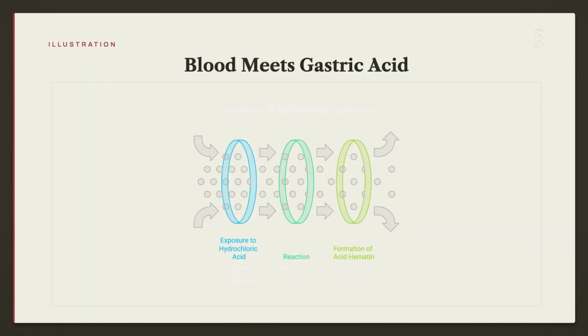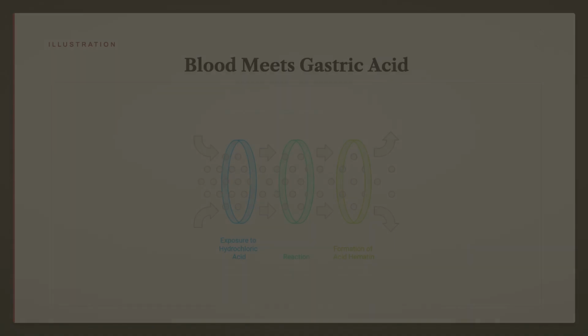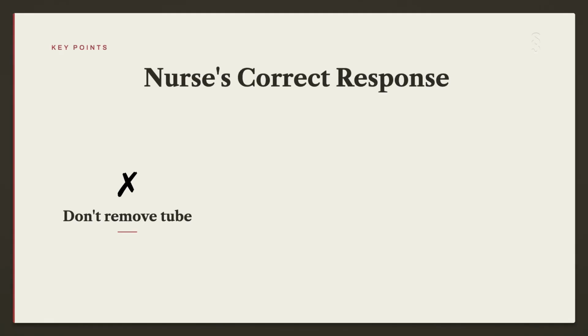This dark granular look comes from a specific chemical reaction. Hemoglobin combines with hydrochloric acid in the stomach and is converted into acid hematin, a dark particulate compound. That transformation is exactly why the drainage looks like coffee grounds rather than fresh red blood. The tested distinction is the correct action. Report, don't intervene independently. Removing the tube eliminates decompression and monitoring access, and irrigating disturbs any clot without diagnostic benefit.